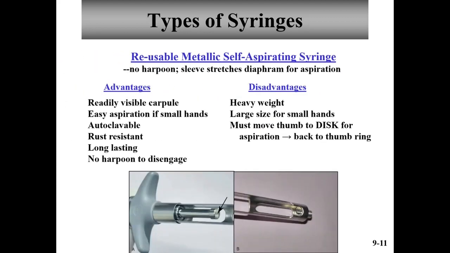A reusable metallic self-aspirating syringe looks a lot like the aspirating syringe, except that it does not have a harpoon. At the end of the piston, it's a flat butt end, and really the only advantage from an aspirating syringe is you don't have to engage the harpoon, which, until you learn how to do it properly, can be a problem.